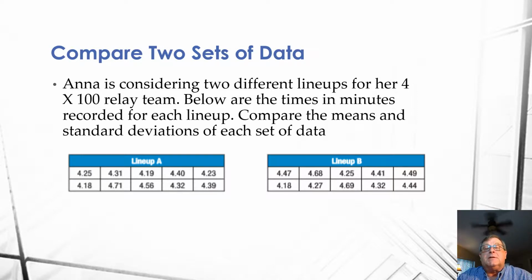Anna is considering two different lineups for her 4x100 relay team. I'm assuming that's 4x100 meters, four runners each running 100 meters in a relay race. Below are the times in minutes recorded for each lineup. Compare the means and standard deviation of each set of data.